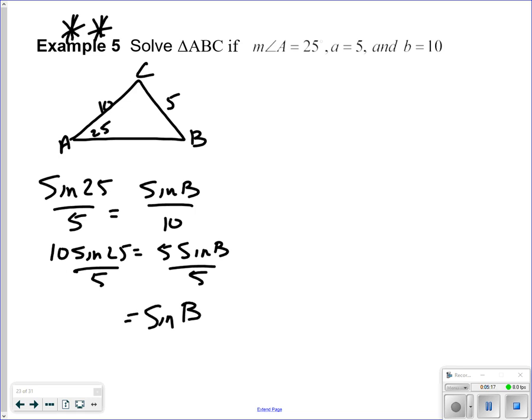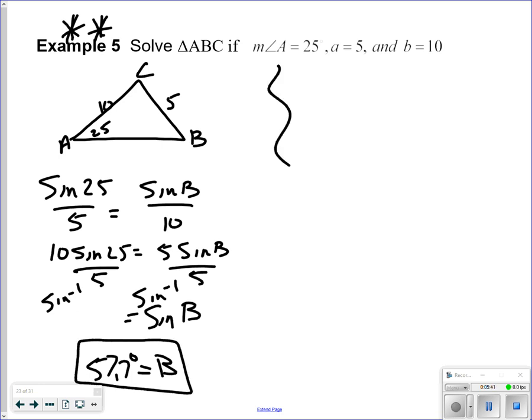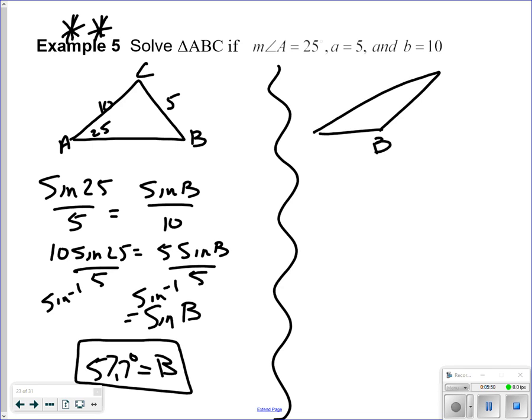So now on my calculator, I'm going to do 10 times the sine of 25 divided by 5. Then I'm going to do second sine of that answer, and I'm going to get B to be 57.7 degrees. Since this worked, since you got an angle for B, that means there's an entirely second triangle, and I'm going to draw a little better picture, that goes this direction. Angle B, 10, 5, 25. And again, you don't have to draw the picture correctly, but angle B in this question is 57.7.